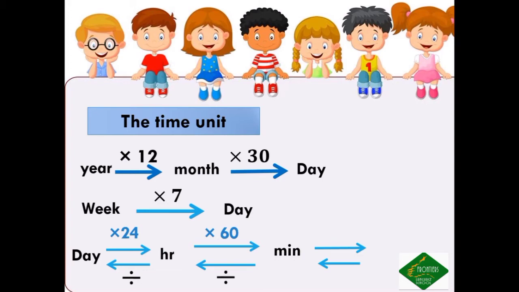1 minute equals how many seconds? 1 minute equals 60 seconds. So if I convert from the bigger unit to the smaller one, I multiply by 60. And if I want to convert from second to minute, from smaller to bigger, I divide by 60.